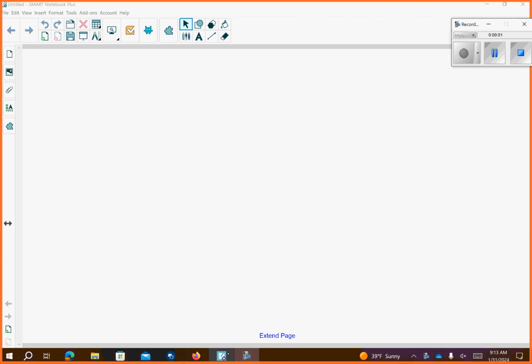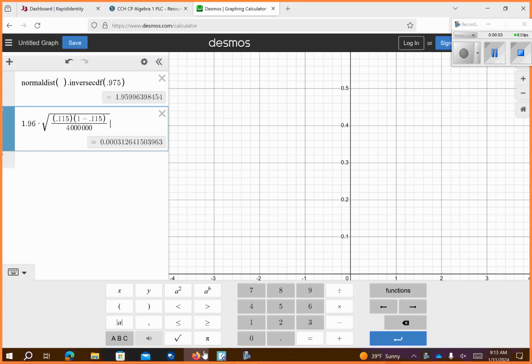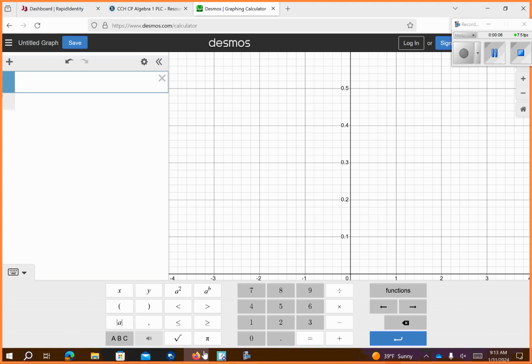Write the Desmos for number 5. And I'm going to clear out this dirty statistics. Boy, who would want that? I'm just kidding. I love that class.